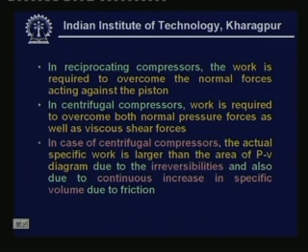In case of centrifugal compressors, the actual specific work is larger than the area of the PV diagram due to the irreversibilities and also due to continuous increase in specific volume due to friction. So, if you have a PV diagram of a centrifugal compressor, you cannot find out the work input from the PV diagram because the area of the PV diagram does not give you the actual work input to the centrifugal compressor. You will find that the actual work input is always higher than the area of the PV diagram, and this difference is due to the irreversibilities, and it is also due to the fact that the specific volume continuously increases because of the fluid friction.